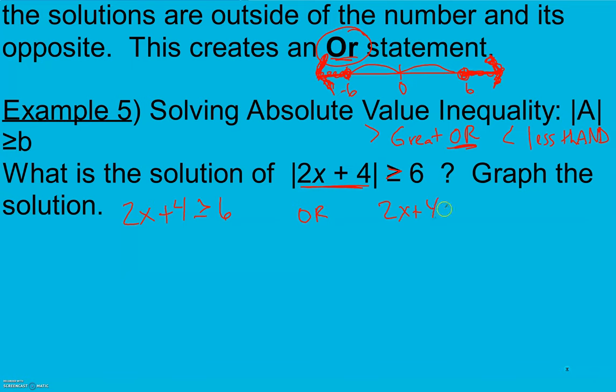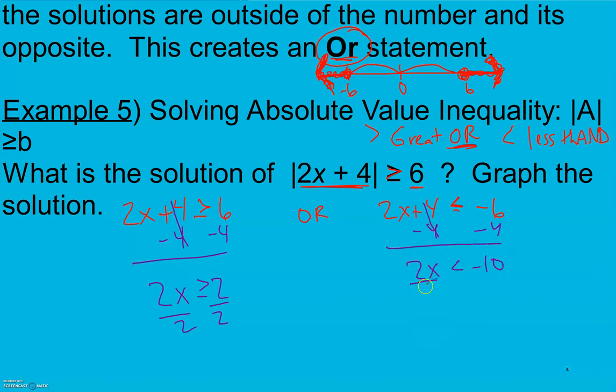2x plus 4. To change it to a negative 6, I do the opposite, which means I need the opposite inequality as well. I multiply or divide by a negative, so I have to flip my inequality. I'm going to go about solving this here. Subtract 4 and divide by 2. Subtract 4 and divide by 2. So we get x greater than or equal to 1, or x less than or equal to negative 5.